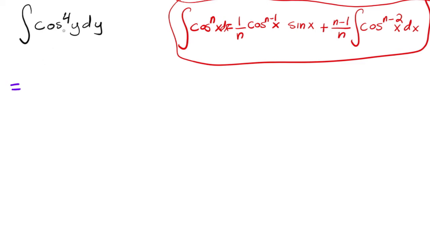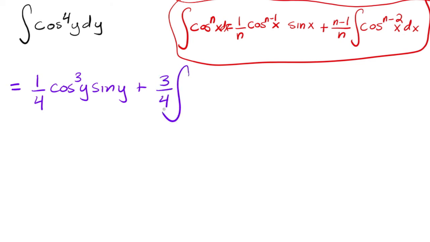So basically, if I use this, notice n is equal to 4 in this case. So this is going to equal 1 over 4 cosine cubed y sine of y plus, and then n minus 1, that's going to be 3 over n, which is 4, times the integral of cosine squared y dy. Okay, so now we reduce, that's why it's called a reduction formula.